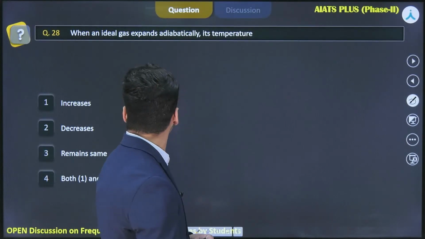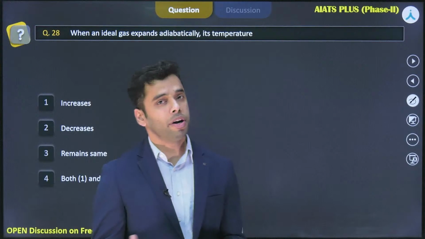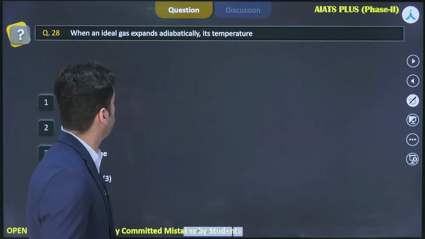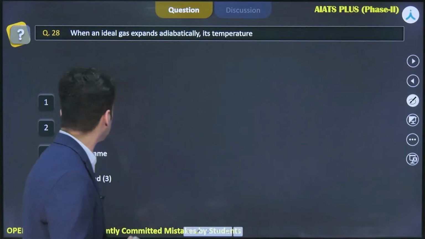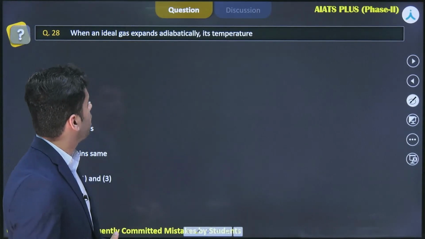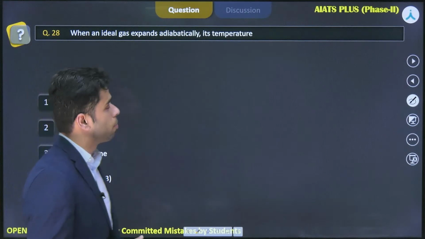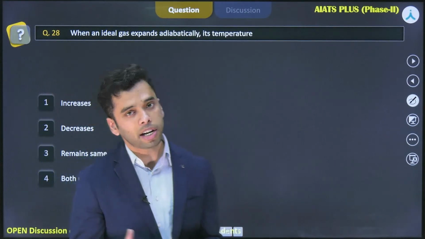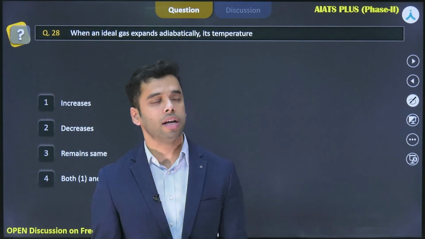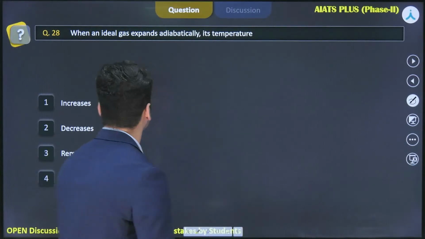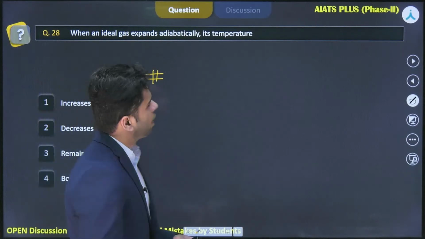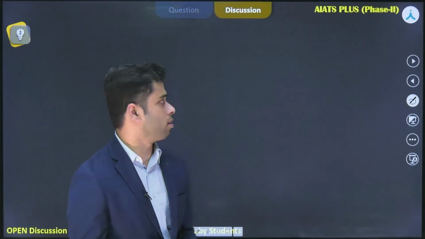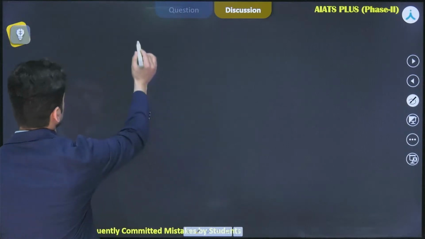Now let's move forward to problem 28. This problem is based on the topic of thermodynamics. It says that when an ideal gas expands adiabatically, its temperature. So this time adiabatic expansion of an ideal gas is taking place. They are talking about the temperature. I can approach this problem with two methods. Let's first go with the mathematical method.